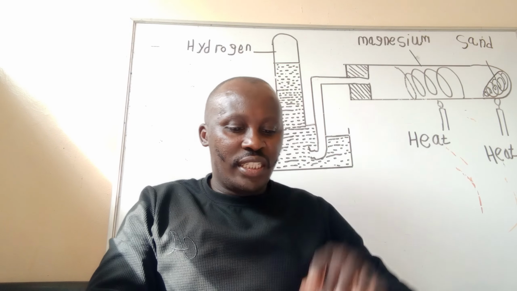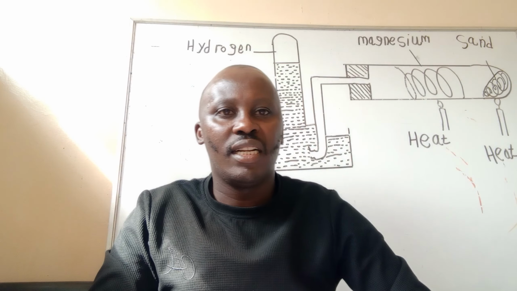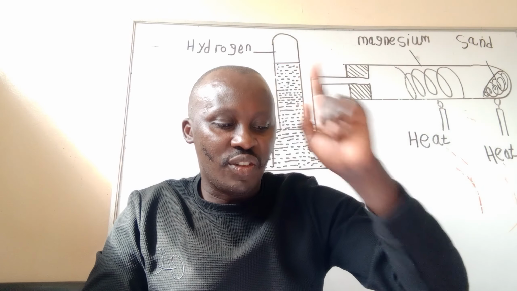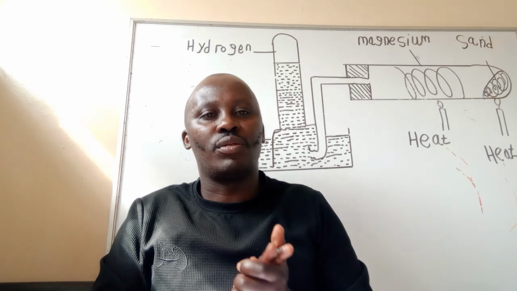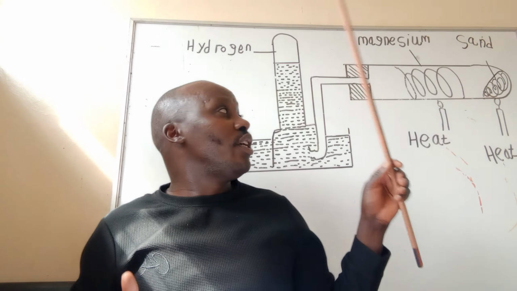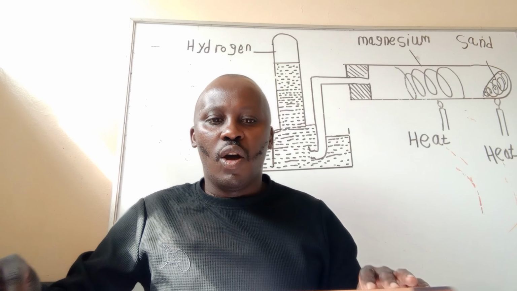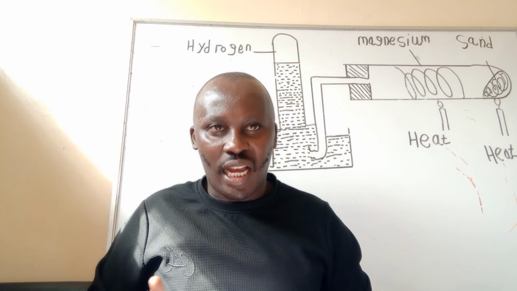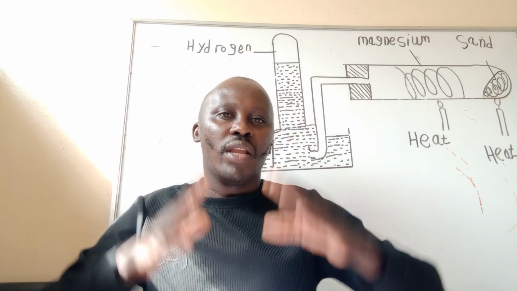Another question now: state 2 reasons why the sand or the glass wool or the cotton wool is heated first before heating the metal. So why do we heat the sand first? Or why do we heat the cotton wool first? Or why do we heat the wet sand, the wet cotton wool or the wet glass wool first before heating the metal?